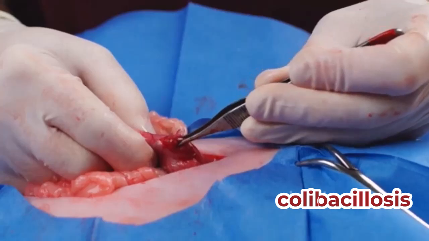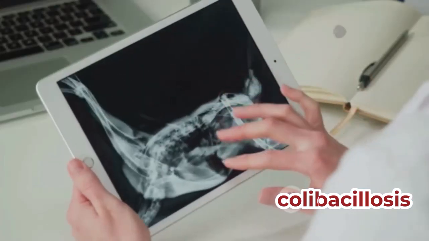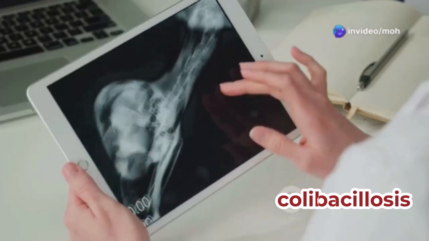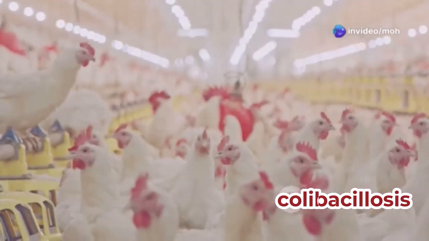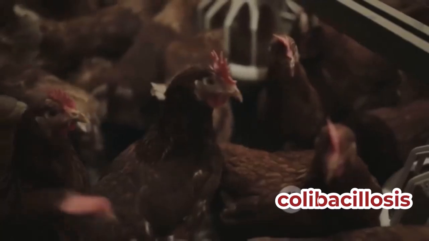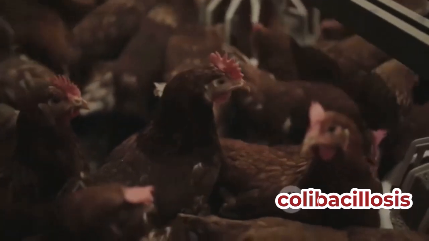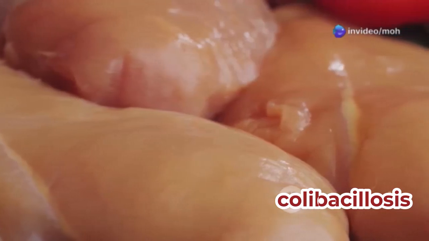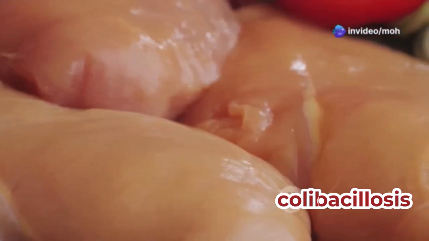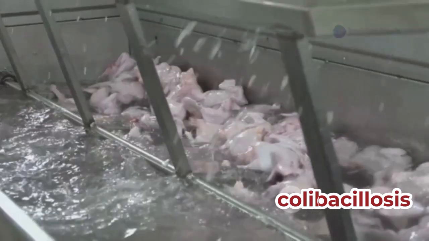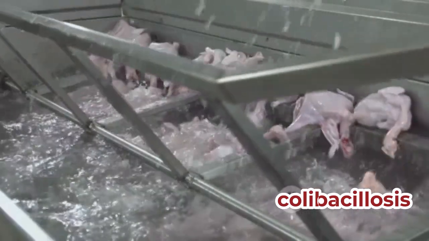Birds that manage to survive the initial acute septicemic phase may enter a subacute or chronic stage of colibacillosis. These individuals often become unthrifty. They fail to grow at the expected rate and appear generally unwell and weak. A hallmark of this more prolonged form of the disease is the development of fibrin or purulent lesions. This means there is an accumulation of fibrin, a clotting protein, and pus within various body cavities.